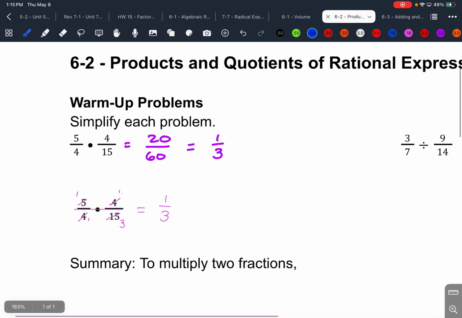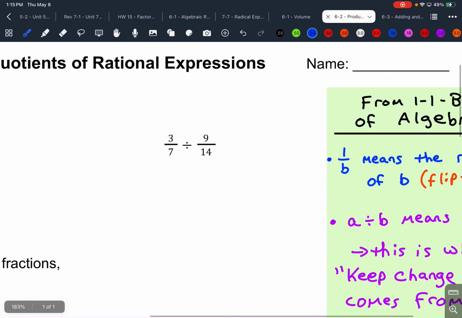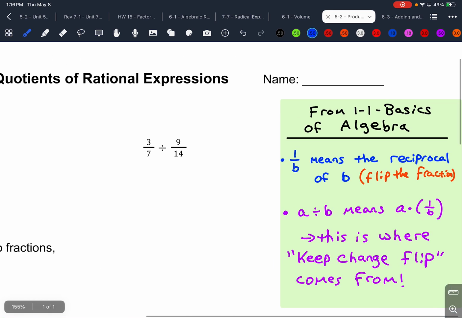Okay. As far as dividing, I wrote up this bit over here. These will be in the full notes. But this is from our very first section, 1-1 Basics of Algebra, and I pulled out two things from there. 1 over b means the reciprocal of b. We talked about inverses, multiplication inverses, what you use to get the identity. So this notation 1 over b means the reciprocal. Also, a divided by b, this is the definition of division, means multiplying by the reciprocal. So this is where that notion of keep, change, flip comes from.